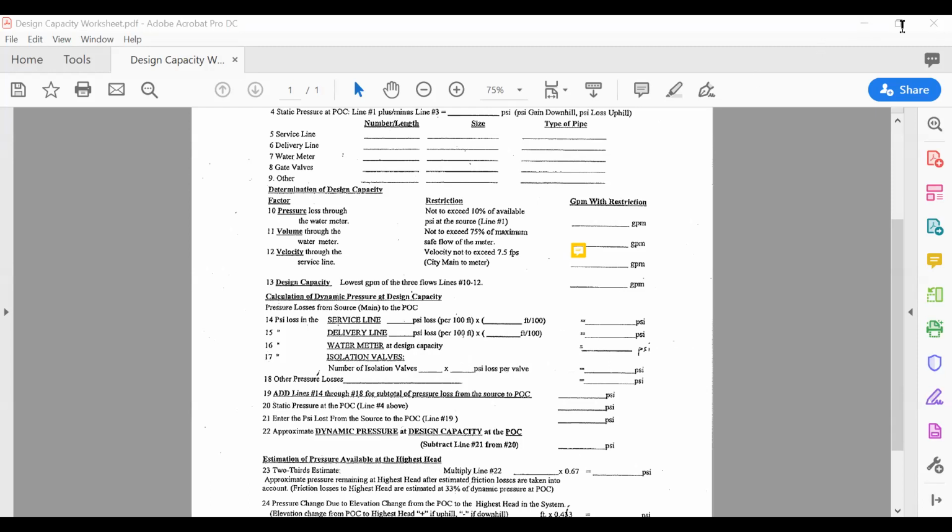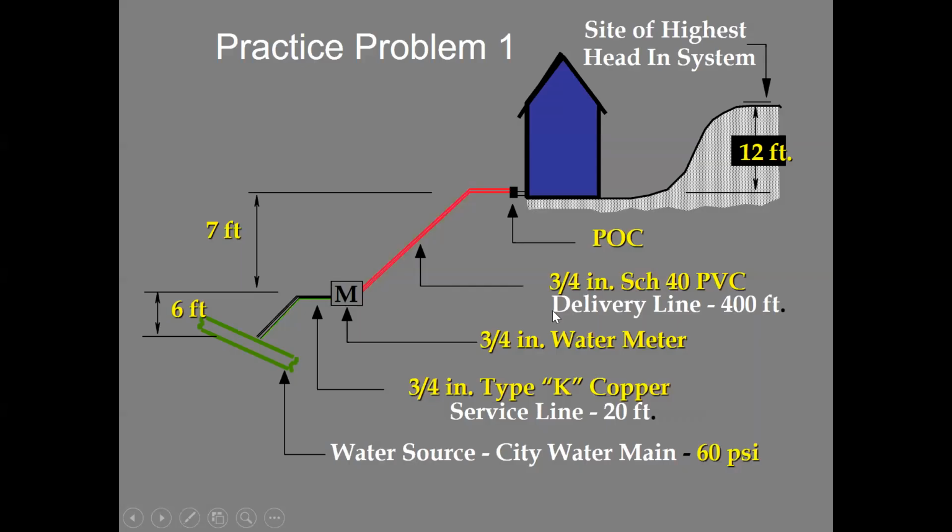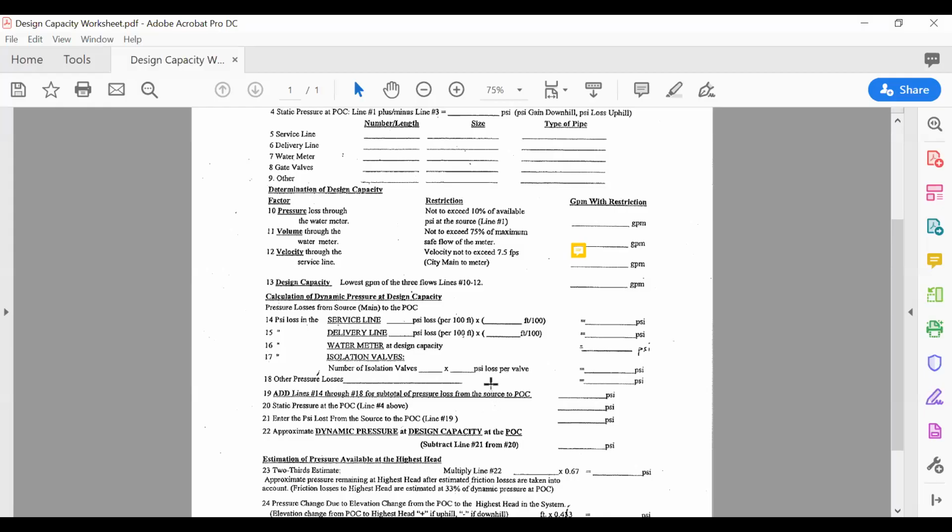So let me go back and look at the example. So we have 400 feet of 3/4 inch schedule 40. So we're basically taking that 7.77 and multiplying that by 4. So what's our pressure loss through that section of pipe?